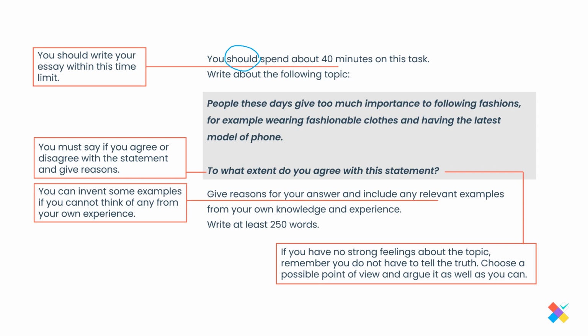Now, these 2 tips are very important when dealing with agree or disagree or opinion essays. And if you're familiar with Seinfeld, I'm going to give you a Seinfeld reference. If you know George is a friend of Jerry's, and at a certain point he says, Jerry, it's not a lie if you believe it. So again, you can invent some examples if you cannot think of any of your own. And again, if you don't have strong feelings about the topic, remember you don't have to tell the truth.